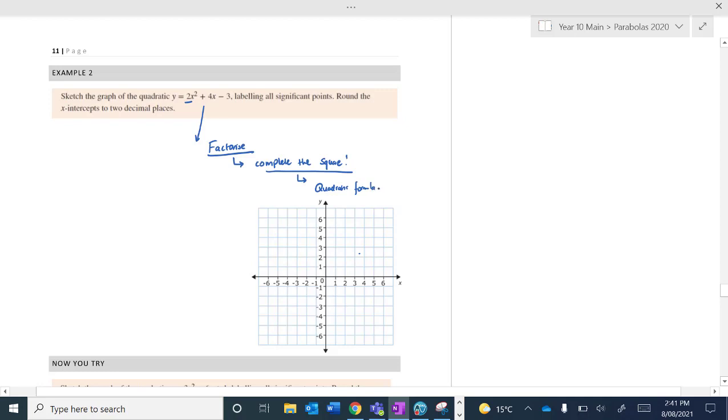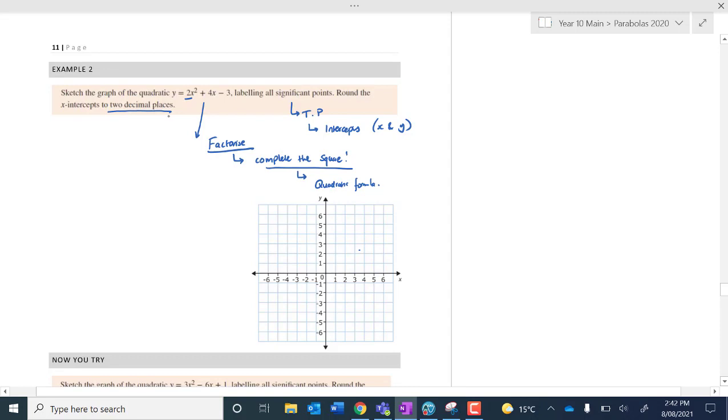Now, determining the significant points, we're going to have to find the turning point. We're going to have to find the x-intercepts and the y-intercepts, and when we do all of those, that's all of our significant points. It also says to round the x-intercepts to 2 decimal places, so we can do that. Okay, so where do we start with this?